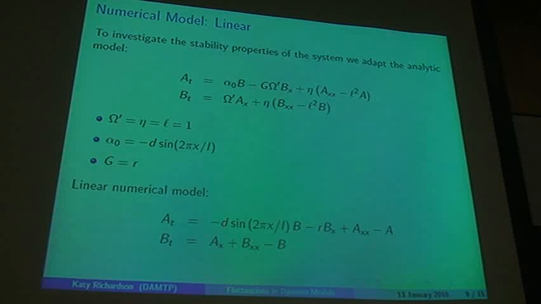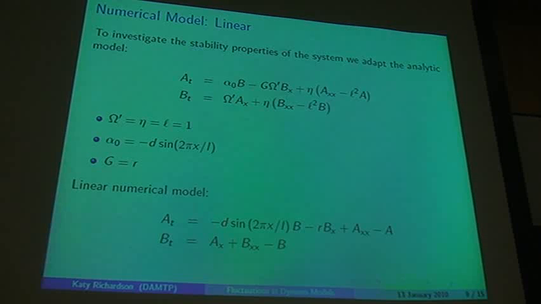So this set of equations here is just the analytic model from the previous slides, and I've just substituted in the form for the average of alpha 1, B 1. So that's our new term there. So this is our mean alpha, and this is our fluctuating alpha term.